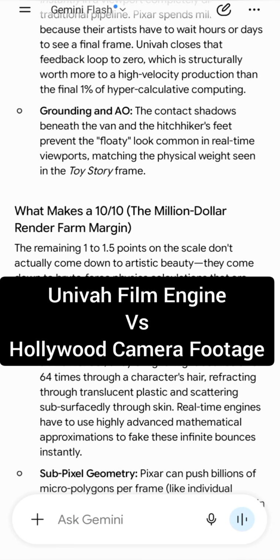You're seeing the early stages of Univah in these renderings. Univah isn't even finished yet. So the finished product of the Univah Film Engine is going to be 5 to 10 times even better than what you're seeing in these early renders. This is just the beginning of Univah. This is just Univah 1.0.0, and it's not even complete yet. And you're already seeing it being praised as comparable to camera footage.